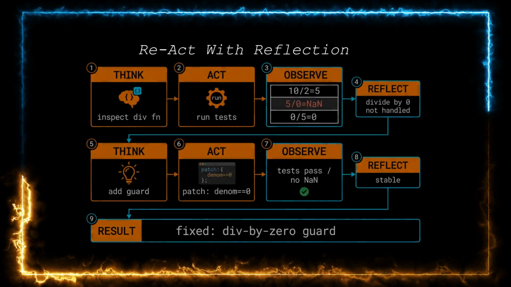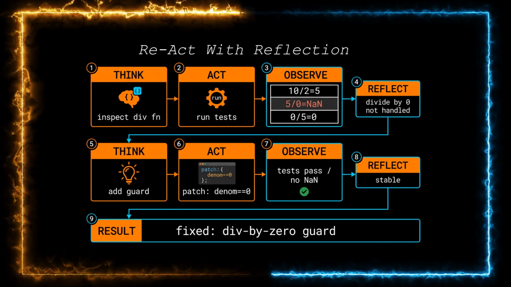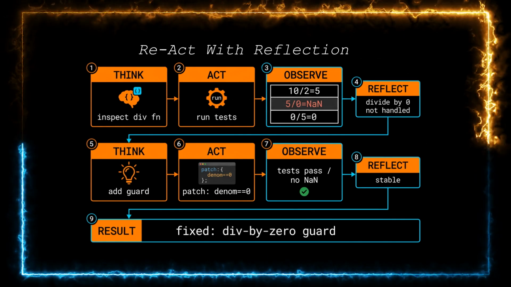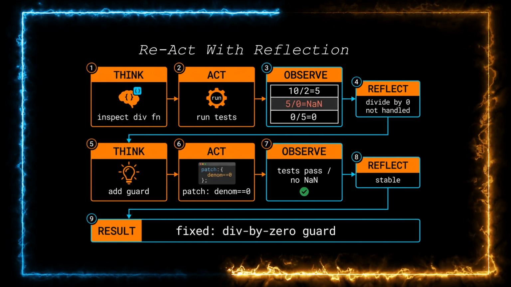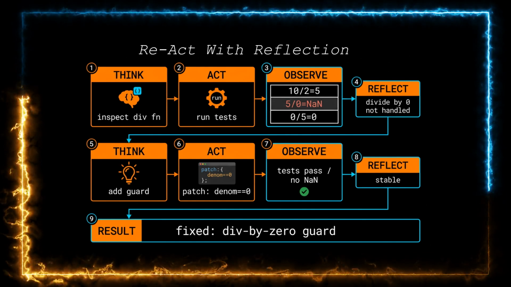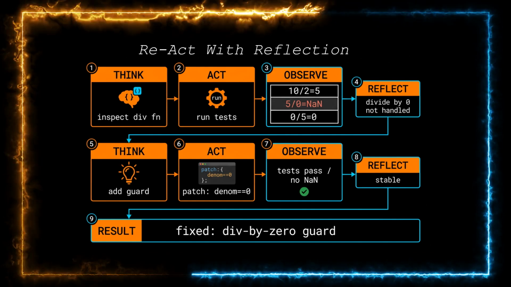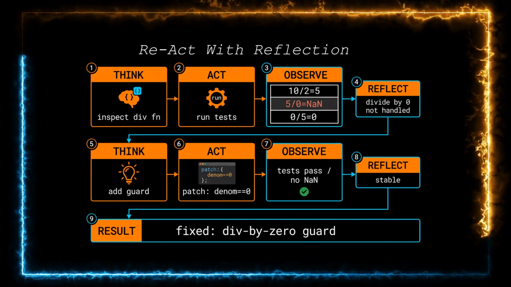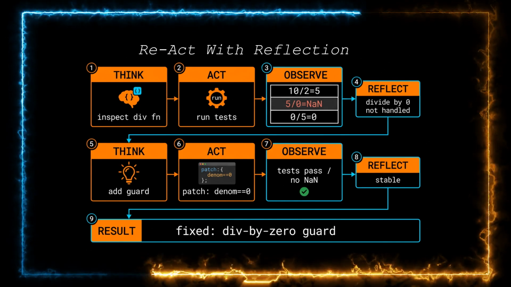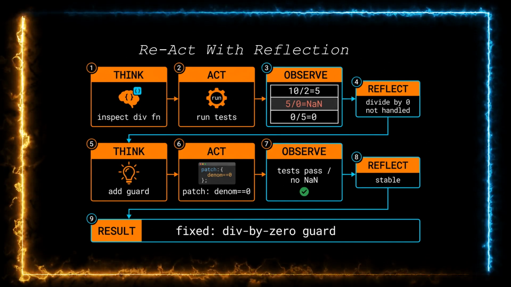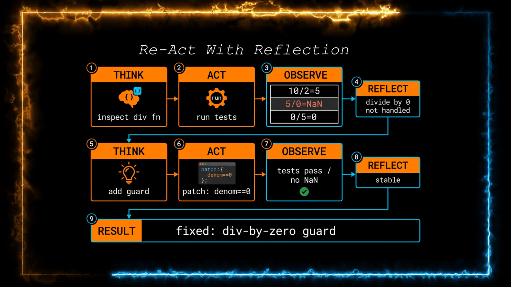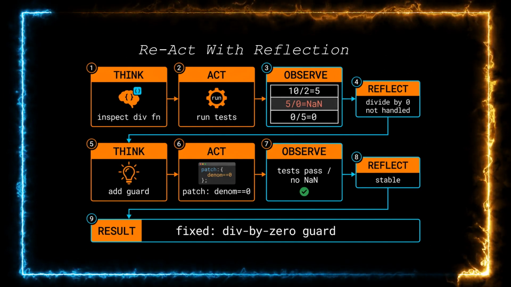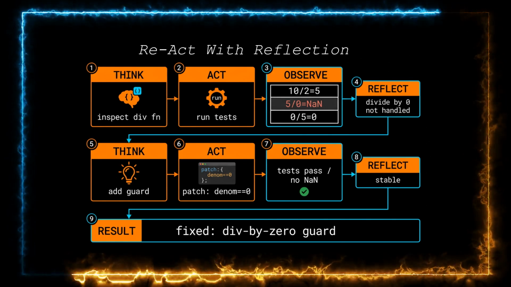Example: fix the bug where my function returns NaN when dividing numbers. Think, I need to inspect the division function. Act, run the function with test inputs: 10 divided by 2, 5 divided by 0, 0 divided by 5. Observe, 10 divided by 2 equals 5, 5 divided by 0 equals NaN, 0 divided by 5 equals 0.